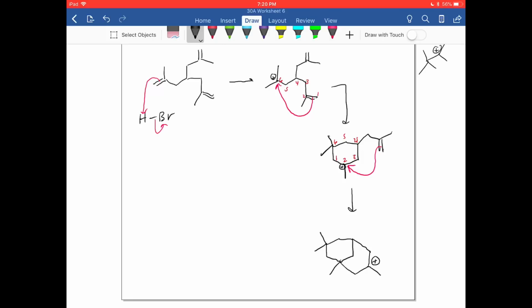So now that I don't have any remaining pi bonds to react in this structure, now the only nucleophile that's left is Br-. So now the Br- is going to attack that carbocation carbon. And that's how I get to my final structure. And now we're done.